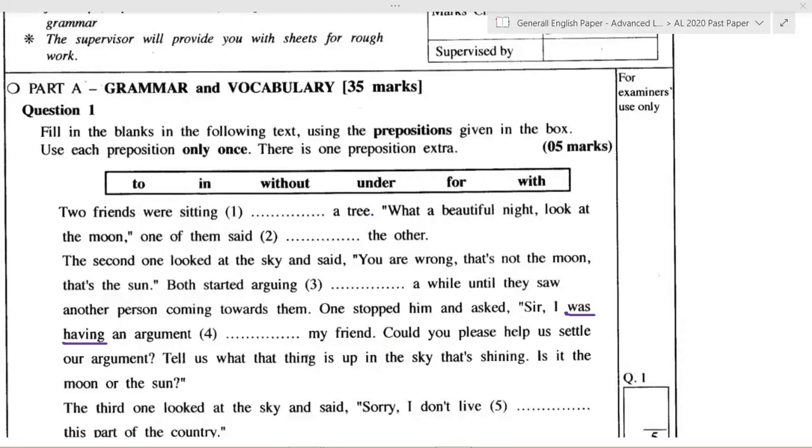Right, so let's answer this blank. I was having an argument, my friend. So if you are arguing with someone, that's of course with.